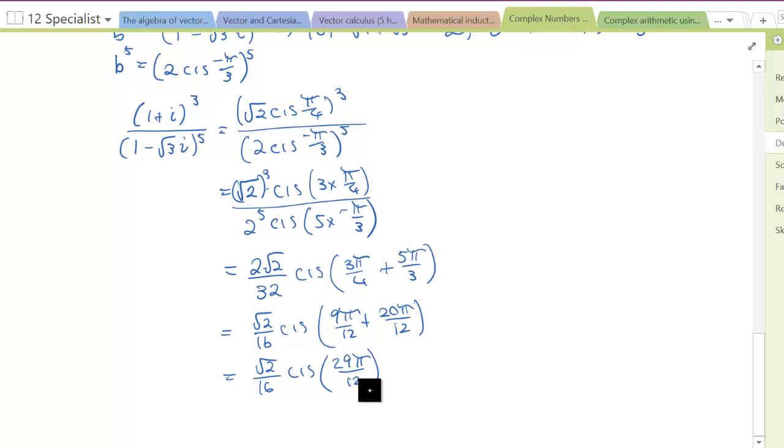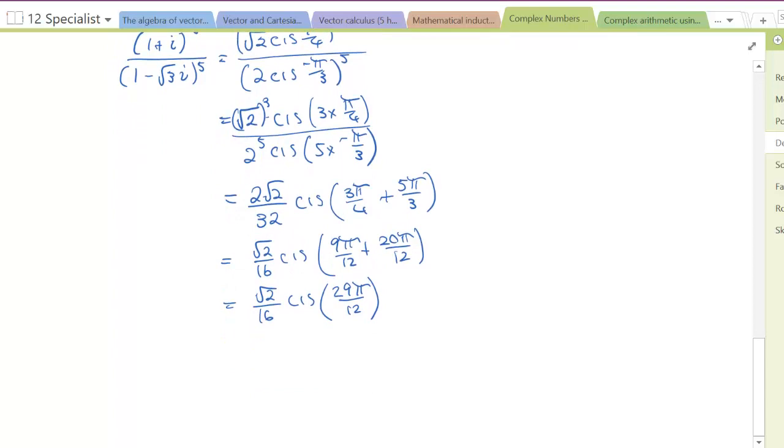So we're going to need the coterminal angle here. So it's 1 full rotation plus an extra 5 pi on 12, because 1 full rotation is 24 pi on 12. So if we subtract that 24 pi on 12, we end up with root 2 on 16 cis, and we're left with 5 pi on 12. Now if we wanted to, we could expand that back out into our component form, but we're going to leave it in our trigonometric form because this is not going to be a nice outcome.